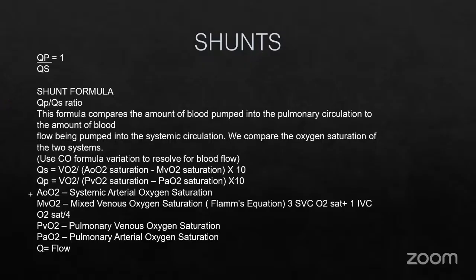That would be probably best. On QP, I'm going to use PV minus PA. My oxygenated blood minus my deoxygenated blood saturation. And it is the cardiac output formula, VO2, and this is A, right? This is arterial, or this is the oxygenated blood and the deoxygenated blood, just like it is in cardiac output.